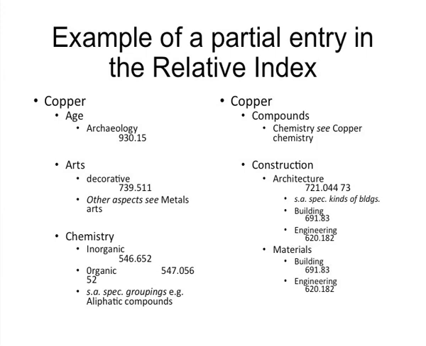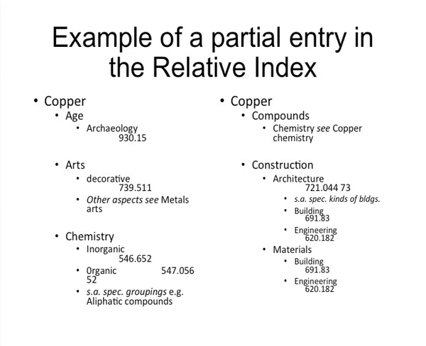Then there is a line "SA specific groupings", which is the short form of "see also specific groupings", for different groupings of copper chemistry, like aliphatic compounds, which is an example of a group of copper chemistry. For different compounds, we are guided to see the copper chemistry heading. So, under copper compounds chemistry, we have been given another heading to see under copper chemistry.